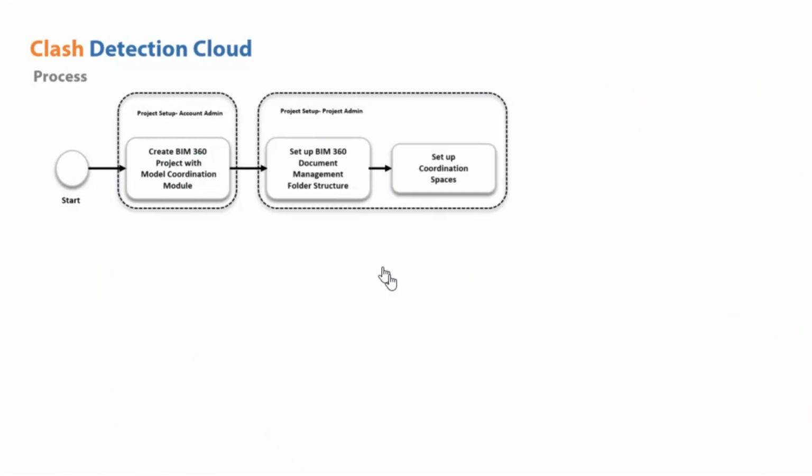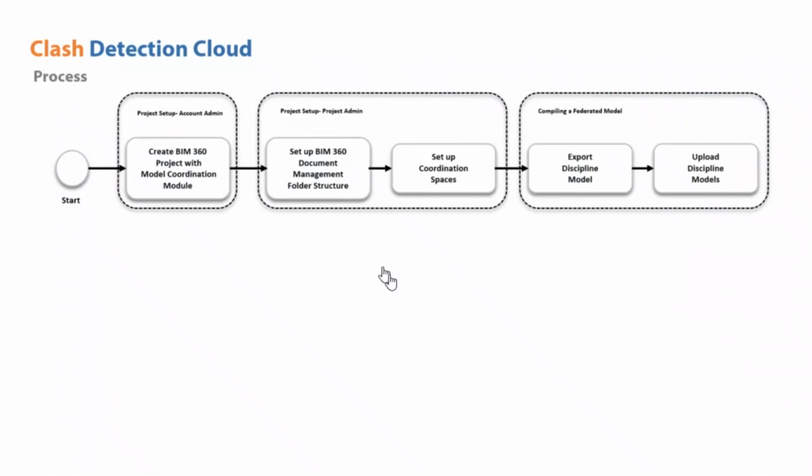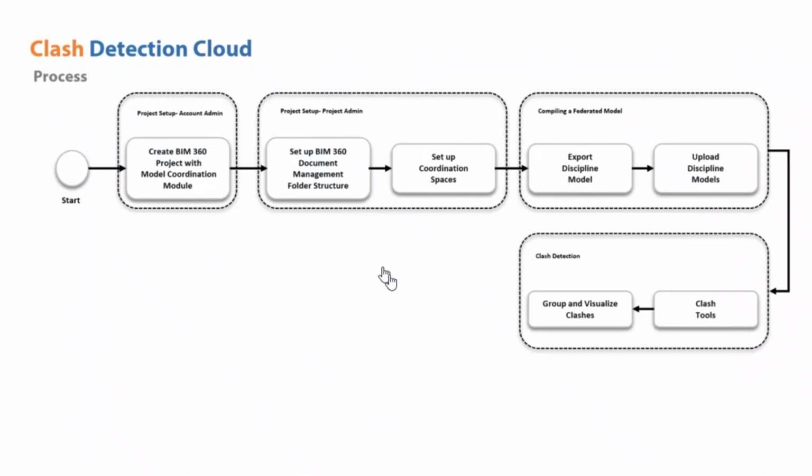Then the next step comes to the project admin, who can create the folder structures specifically for the clash detection process, and can set the coordination spaces as well. Once the spaces have been created from the work-in-progress project models, they can simply share them to the coordination spaces, select the different disciplines based on the requirements of the clash test, and perform the clash detection process.